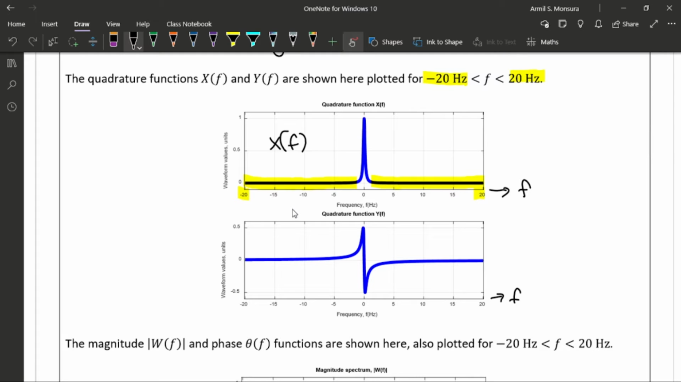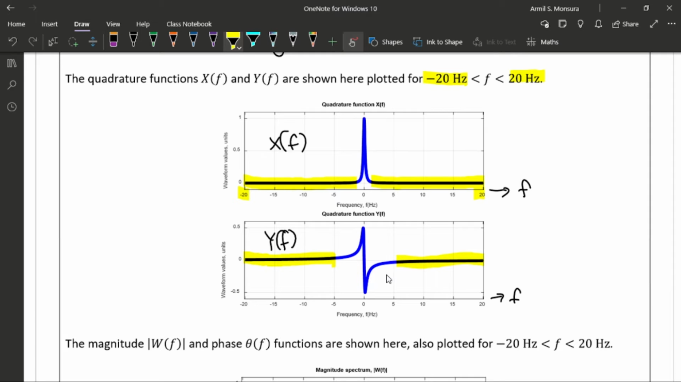Not the real component of your waveform, ha? The real component of the spectrum. While this is the imaginary component of your spectrum. So again, most of them are zero until something at this point, and then beyond that, in between those, it's non-zero.